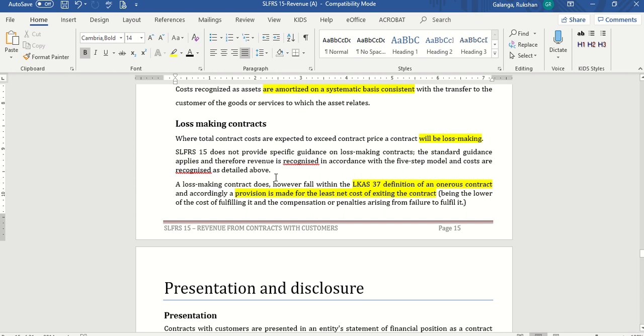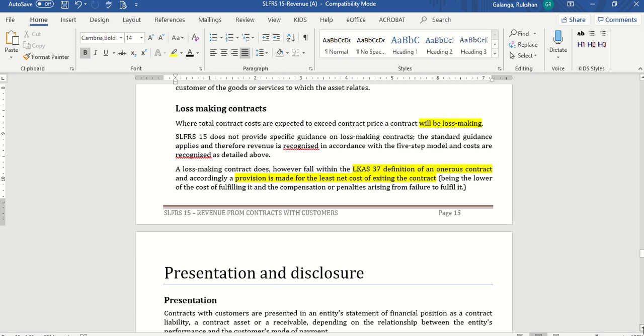So revenue continues to be recognized using the 5-step model, but the cost of that particular contract is recognized as follows. A loss-making contract does, however, fall within the LKS 37 definition of an onerous contract, and accordingly, provision is made for the least net cost of the existing contract. Right? That means for the net cost, you recognize it immediately. You make a provision in the financial statement. So that's how you should recognize the cost in relation to loss-making contracts.